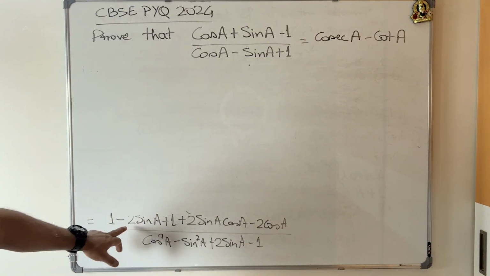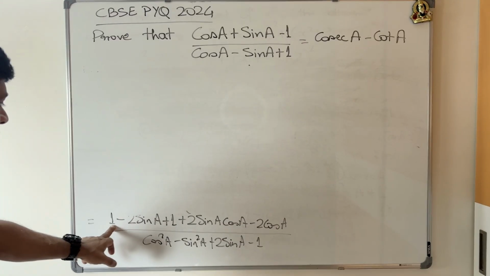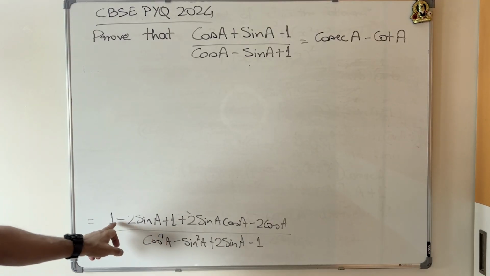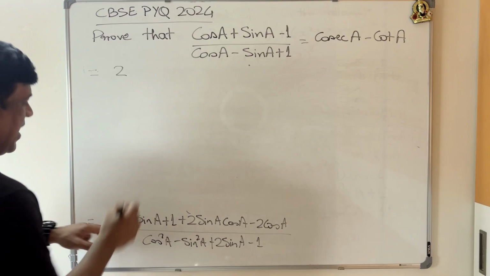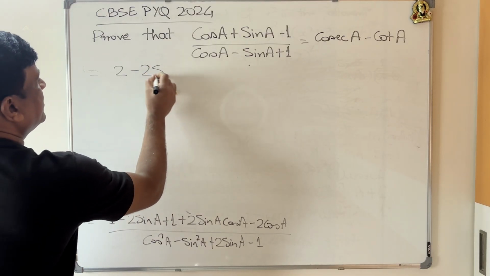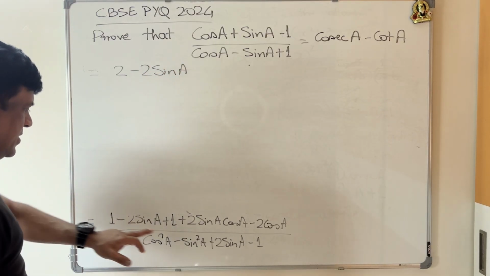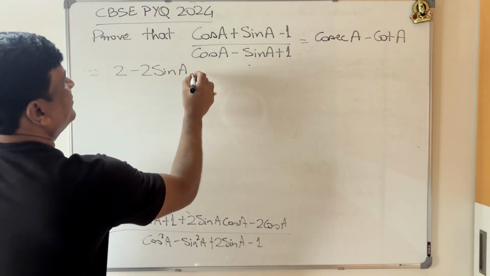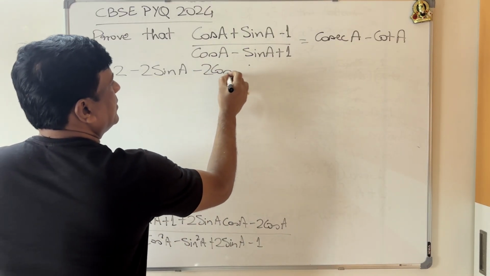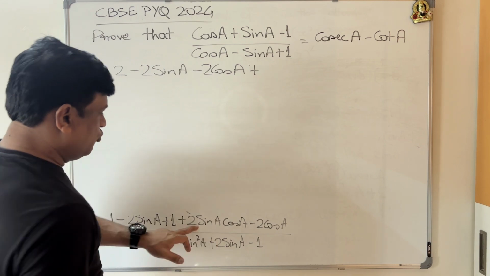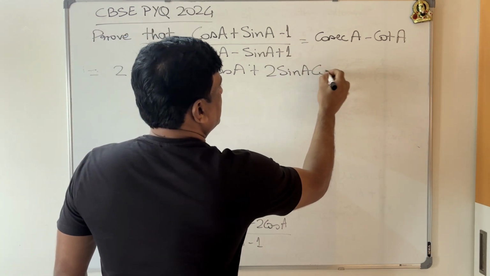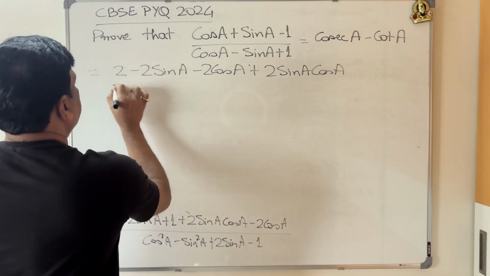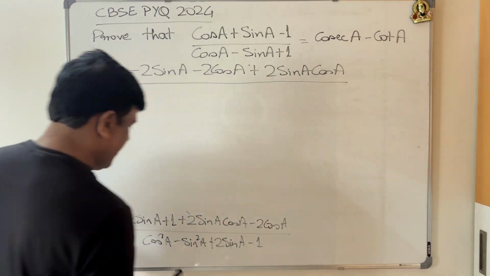Okay. So now look at this one. What do you have? 1 plus 1 is 2. So you get a 2 minus 2 sine A minus 2 cos A plus 2 times sine A cos A. Right? Divided by, what do you have here?